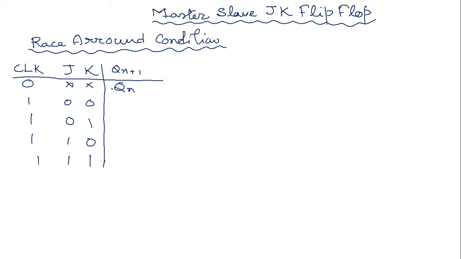So when J equals K equals 0, we will get Qn also in Qn plus 1. For 0 1, Qn plus 1 is 0, for 1 0 it is 1, and for 1 1 it is Qn complement. So the other three states are the general steps. But whenever we give the input J equals K equals 1, we will get Qn complement in the output. This Qn complement creates an ambiguity, a situation or condition that is called racing.